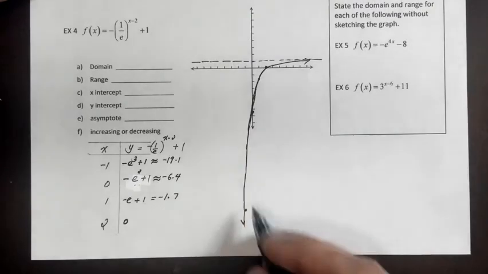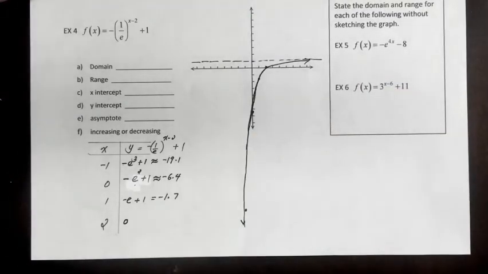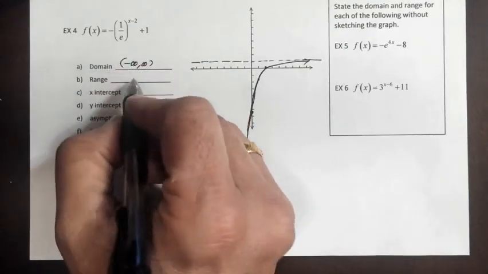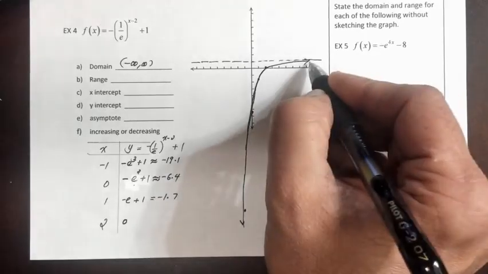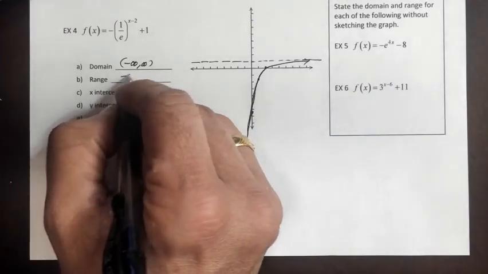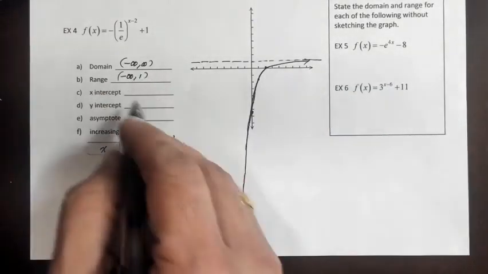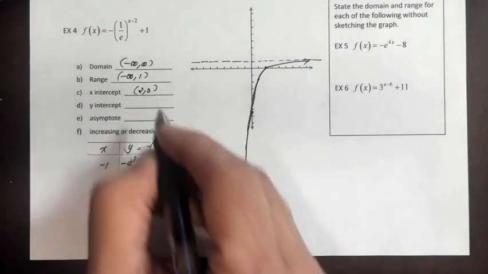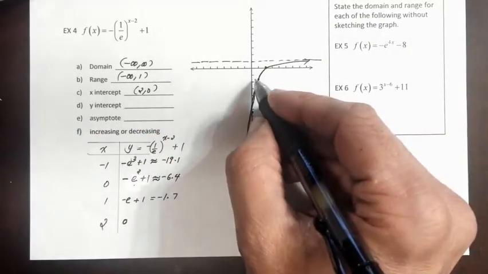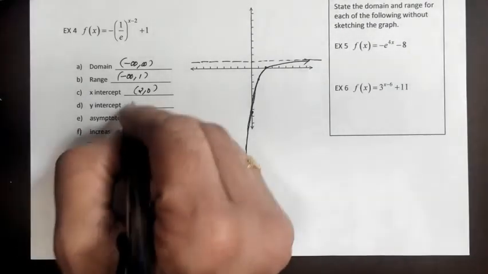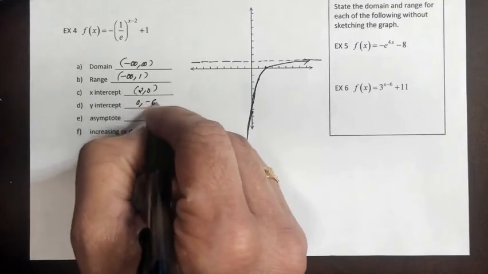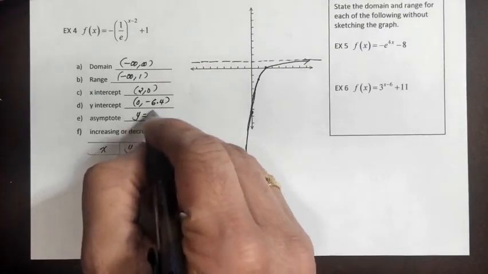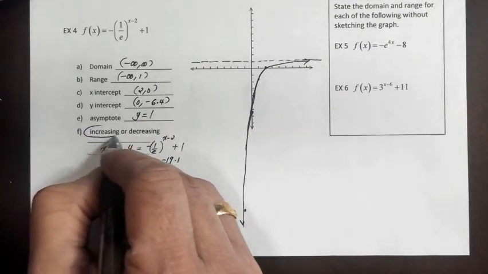So this is our function. It is definitely an increasing function. The domain is -infinity to +infinity, and the range is definitely less than 1, so it is going to be -infinity to 1. The x-intercept is right there, that is 2, 0. The y-intercept is 0, -6.4. And the asymptote is y equals 1. The function is an increasing function.